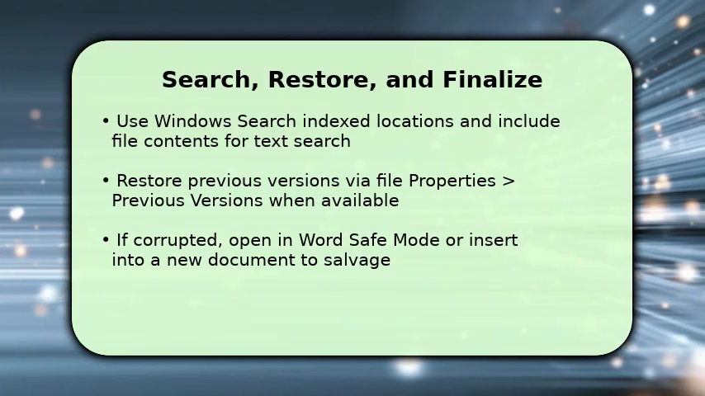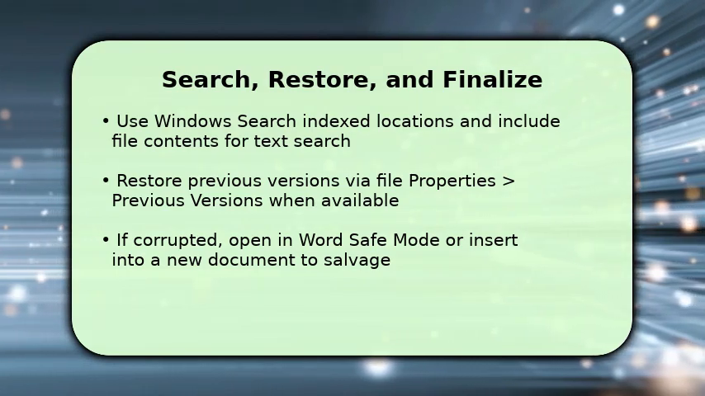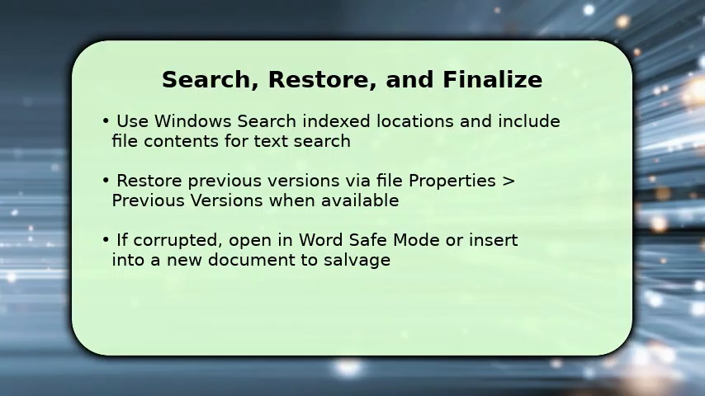To finish, expand your search to Windows Search and enable content indexing so Word text shows up in results. This helps when names are unknown. If you find an older copy, right-click the file, choose Properties Previous Versions to restore.